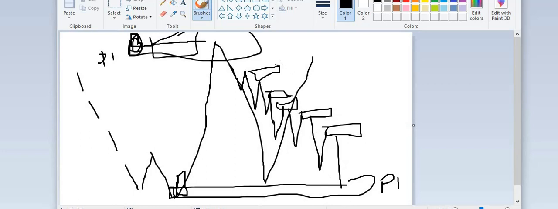So all these places are called step OBs.